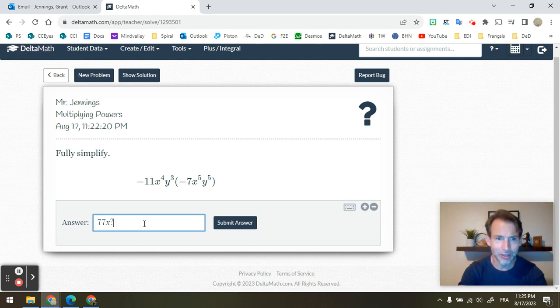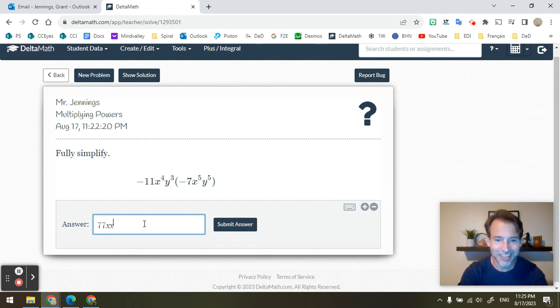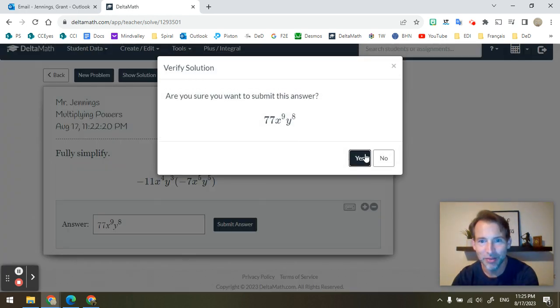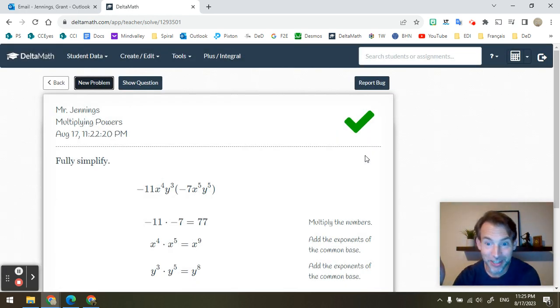So let's go ahead and proudly type in our answer, x to the 9, and then y to the 8. Oops, my keyboard is set to French. I'll save you watching me type it. Let's see the triumphant return of the green check mark. And remember this important step.